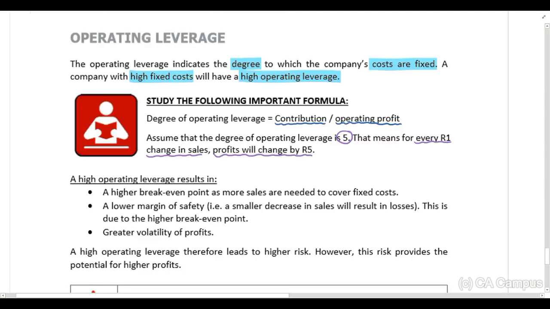Go back to your lecture notes. You'll remember I said to you, the operating leverage indicates the degree to which the company's costs are fixed. A company with high fixed costs will have a high operating leverage. So because the automated production process has higher fixed costs, the automated production process has a higher operating leverage.